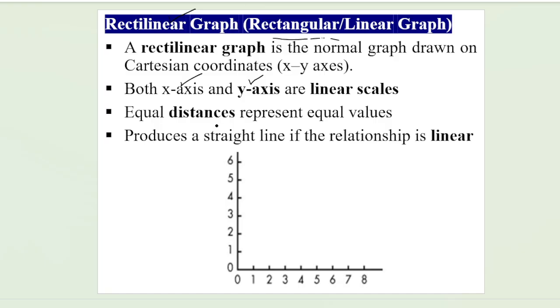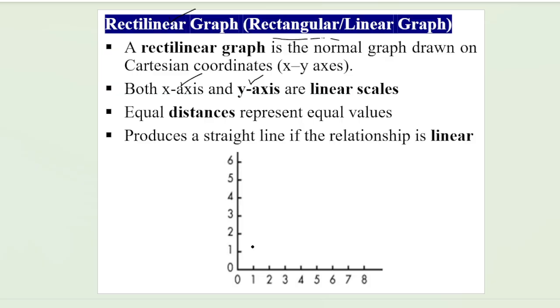In the case of a linear graph, a rectangular graph, a rectilinear graph, the distance between the values is equal. Like 5 to 6, the distance between 5 and 6 is the same as that between 4 and 5, and 3 to 4, and 0 to 1, and 1 to 2. So the distance among the different values is the same. Similarly, on the x-axis, the distance between the values is again the same, from 0 to 1, 1 to 2.